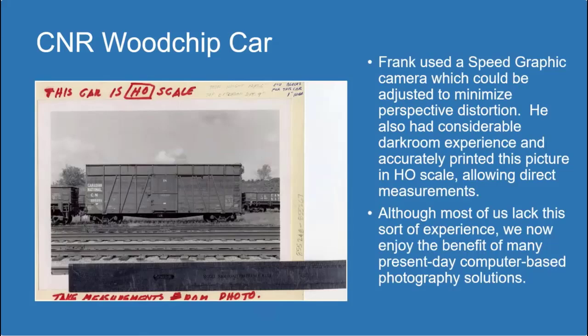So this is the print that he gave me. And Frank used a Speed Graphic camera, which could be adjusted to minimize perspective distortion. He also had considerable darkroom experience and accurately printed this picture in HO scale, allowing direct measurements. And indeed, I've put an HO scale ruler in the scan there. Although most of us lack this sort of experience, we now enjoy the benefit of many present-day computer-based photography solutions.